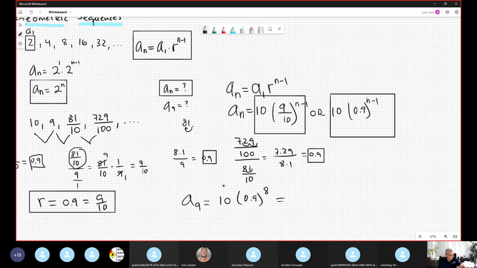Okay, let me try using another calculator. I put 10. Okay, there you go. What's going on? Oh, I need to change the button. Well, I have a different calculator. I have that calculator. Case 10, parentheses, 0.9, power 8. I got it, which is weird.